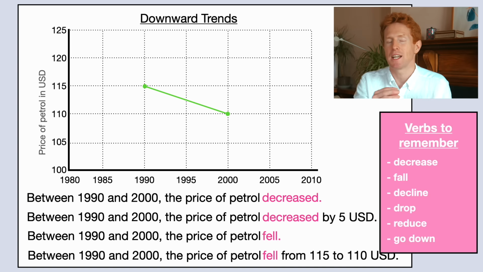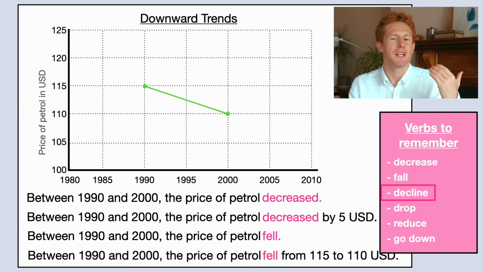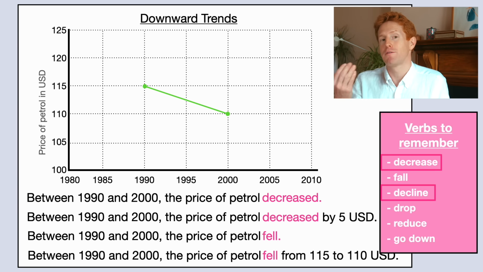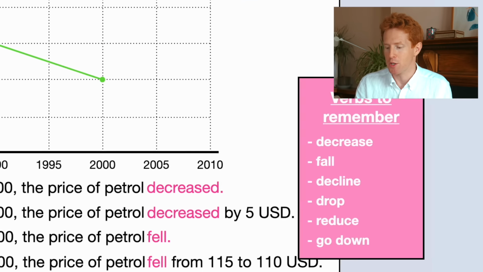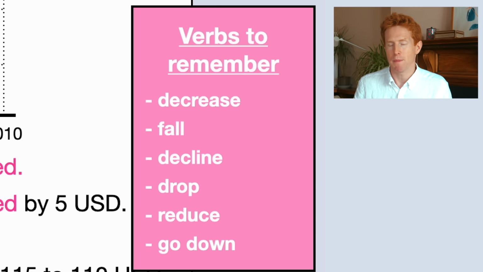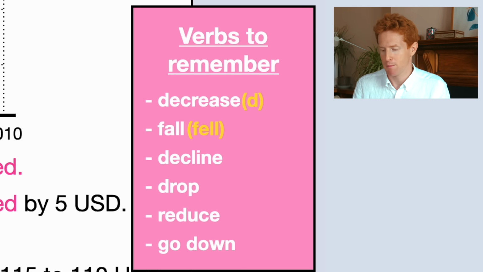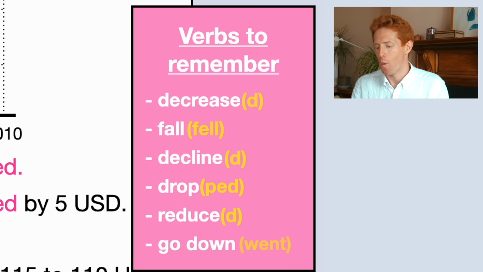Remember, IELTS examiners love to see a variety of different vocabulary. So if you say decline in one sentence, why don't you say decrease in the next one, and then fall in the next one? Show that you have this range of vocabulary. Now, often you'll be talking about the past, so let's make sure we understand the past forms of these useful verbs. So decrease would be decreased. Fall would be fell, it's an irregular verb. Decline would be declined. Drop would be dropped with a double P. Reduce would be reduced, and go down becomes went down.